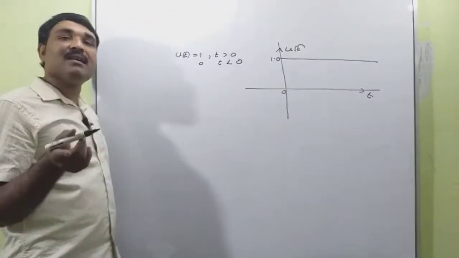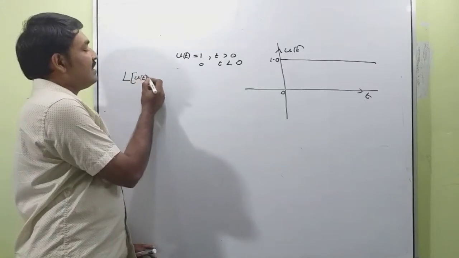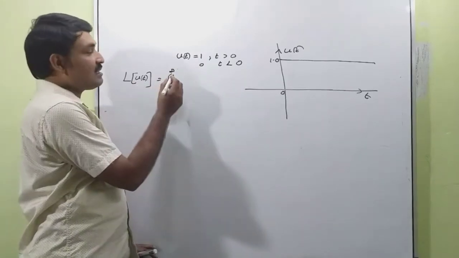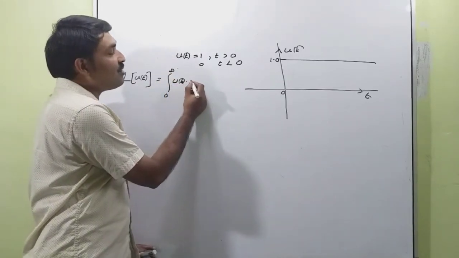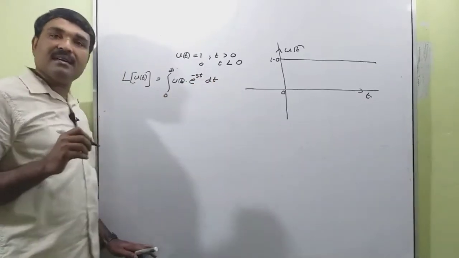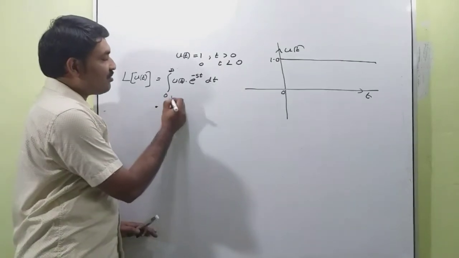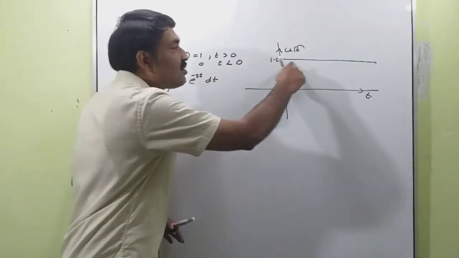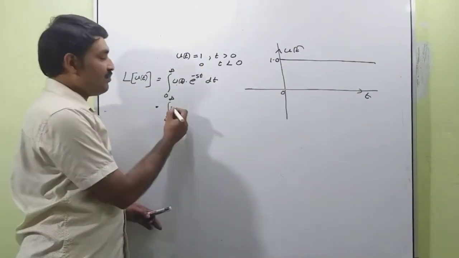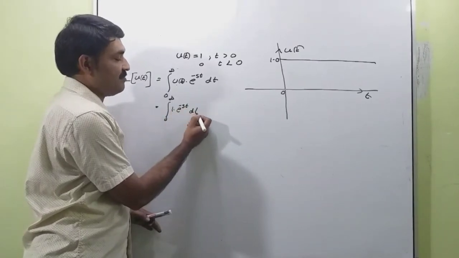Now, as per the definition, the Laplace transform of the signal u of t is equal to the integral from 0 to infinity of u of t into e raised to minus st dt. Now, this is equal to the integral from 0 to infinity. The u of t is equal to 1 for t greater than 0, so I can replace u of t by 1. That is 1 into e raised to minus st dt.